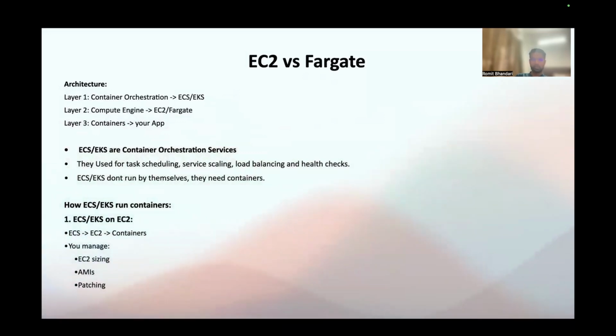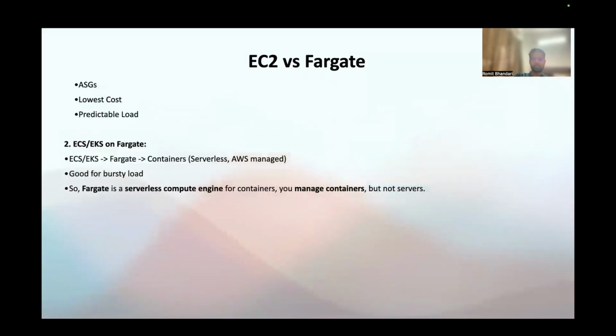First option is on EC2. In that case you manage the EC2 guest OS sizing, AMIs, patching, etc. The second option is ECS, EKS on Fargate. Now Fargate would be serverless and AWS managed, and it is good for bursty load. Fargate is a serverless compute engine for containers. You manage containers but not servers, vis-a-vis EC2, where you have to manage the servers.